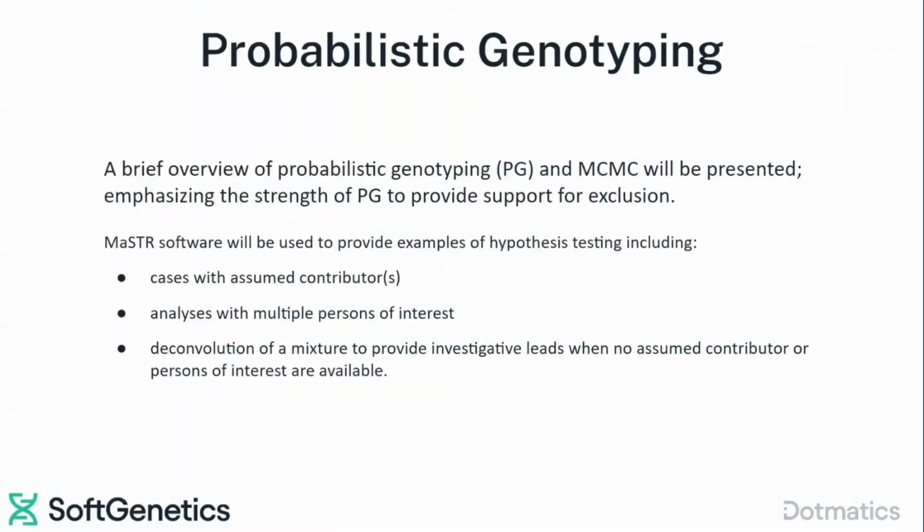We're going to look at a brief overview of the process, including the MCMC, Markov chain Monte Carlo portion, and we're going to emphasize the strength of PG to provide exclusions and to get more information from the data files. Master software will be used as an example of hypothesis testing, including some cases with assumed contributors, analyses with multiple persons of interest, and deconvolution of a mixture to provide investigative leads when there are no assumed contributors or persons of interest available.